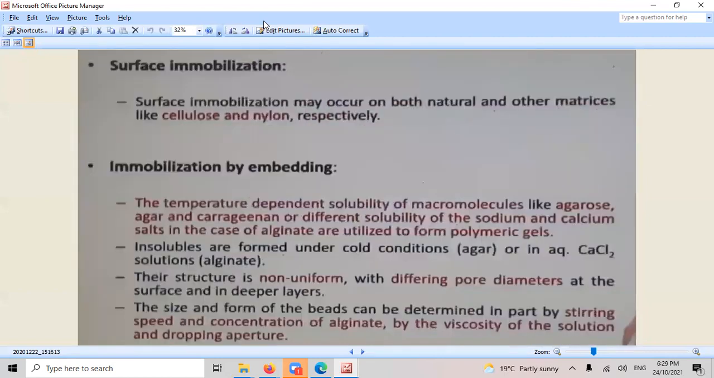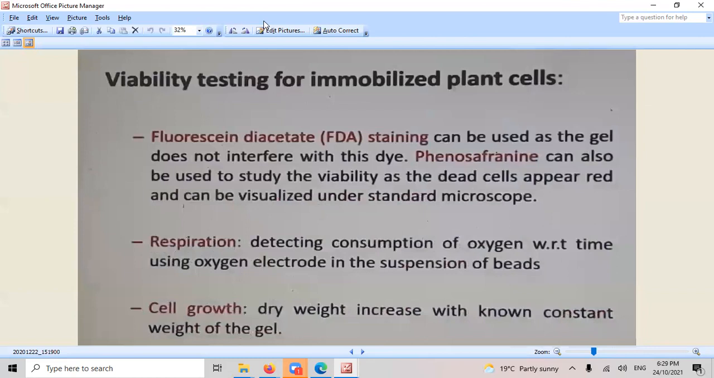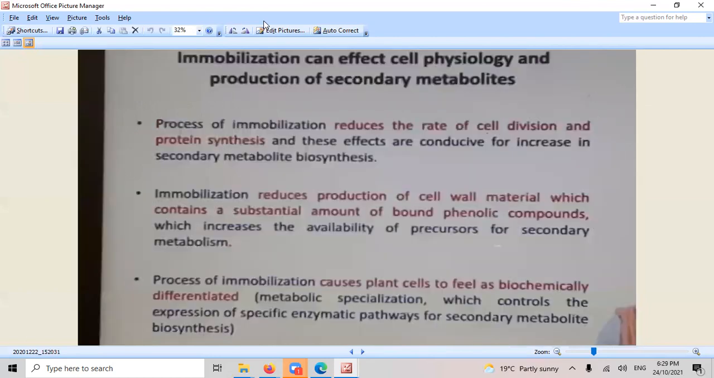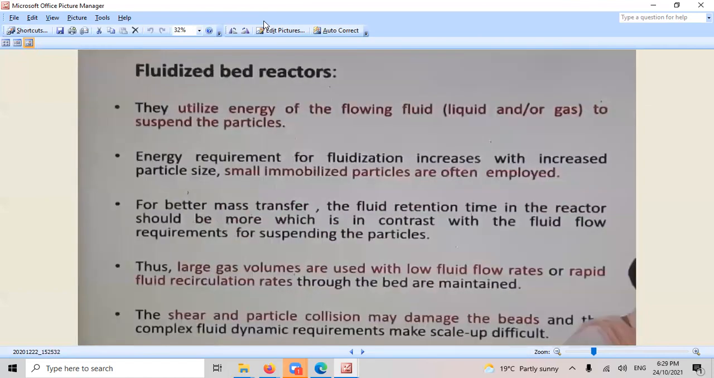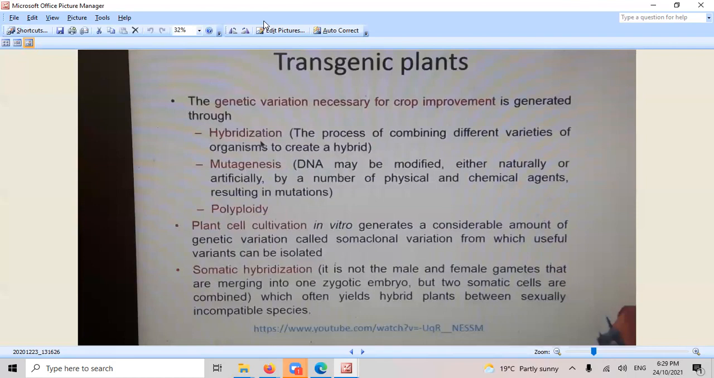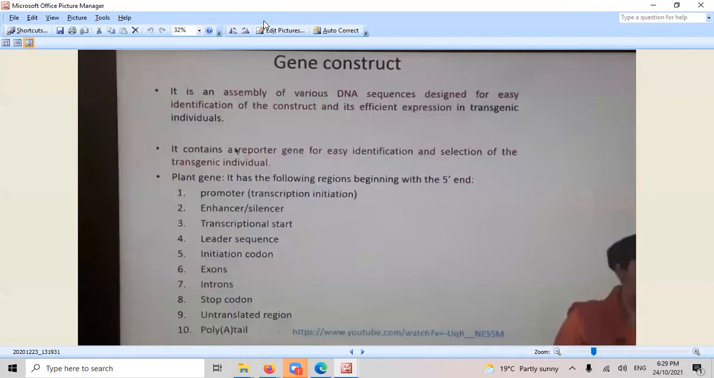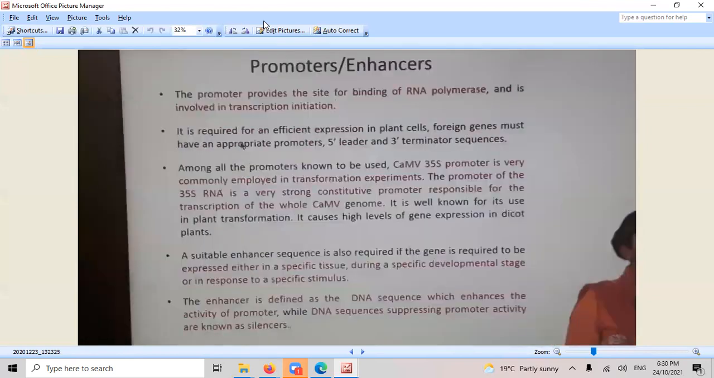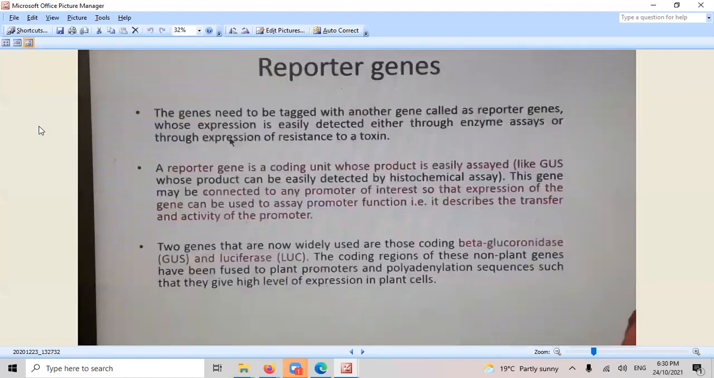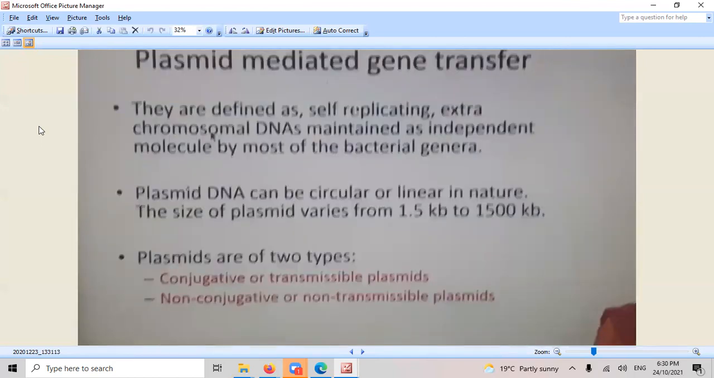Entrapment. That's one of those questions. Viability testing: do some viability testing with stain, respiration, cell growth. Genetic transformation in plant cells, so cool. Selection markers, it's really good to do that, and reporter genes, that's where that luciferase is. Plasmid-mediated gene transfers.